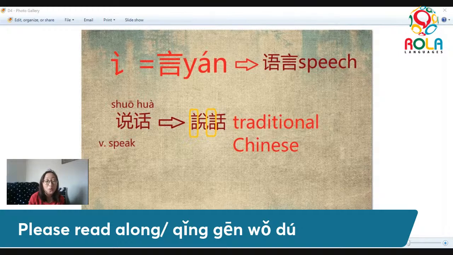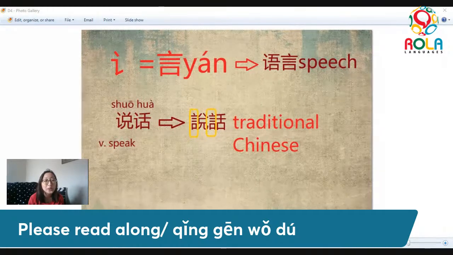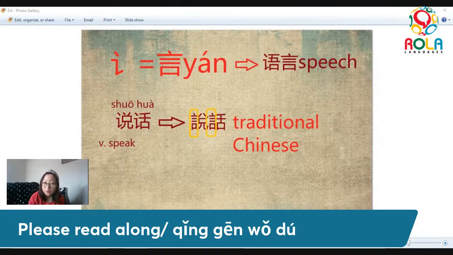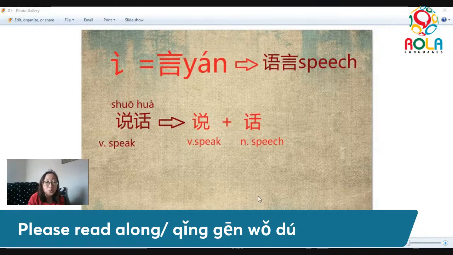Okay, so 说话. Some might ask, why do we need 2 characters to represent the verb speak? So here is something, if you haven't known before, after the session you will know. If we break down 说 and 话, actually 说 is the verb of speak and 话 is the noun, it means speech. So when we use 说话, it does not just mean the verb to speak. It means to speak a speech. If that's not too weird when we put it in English.